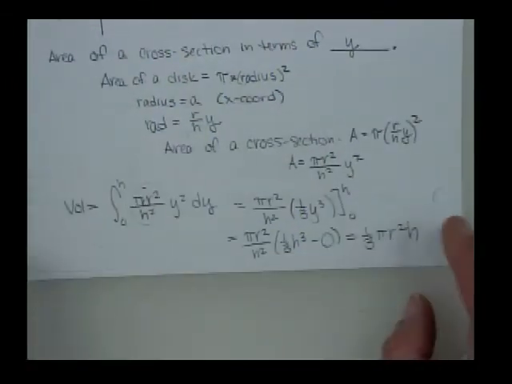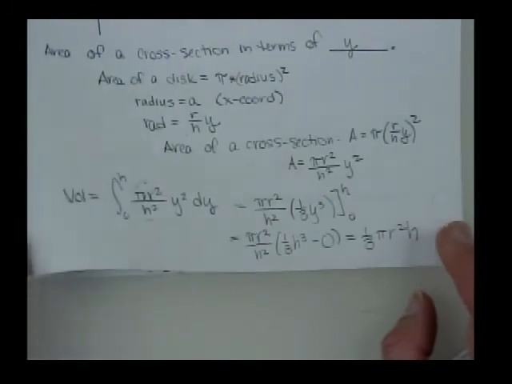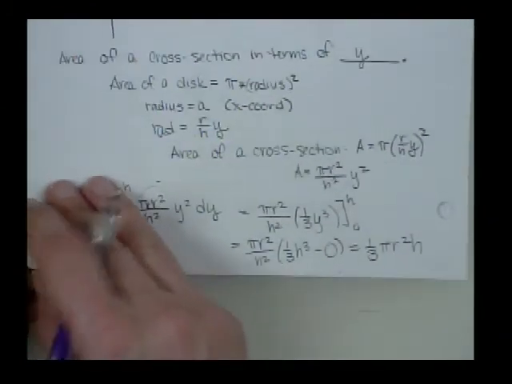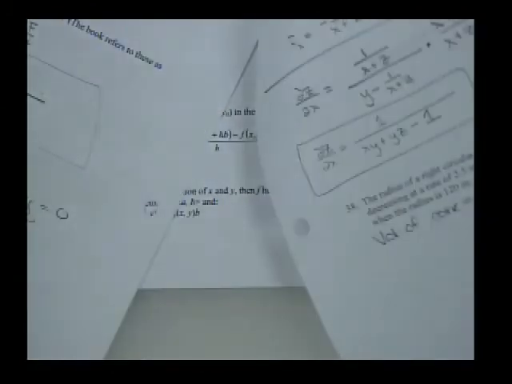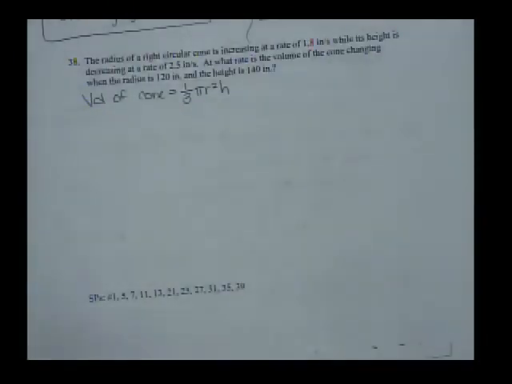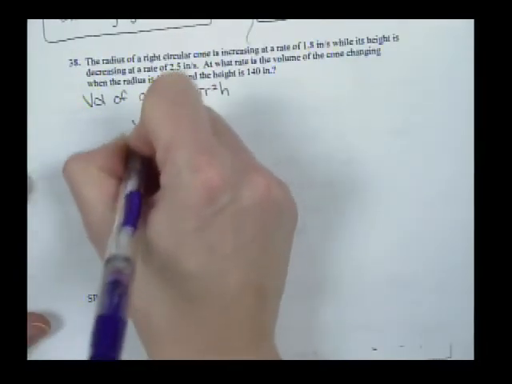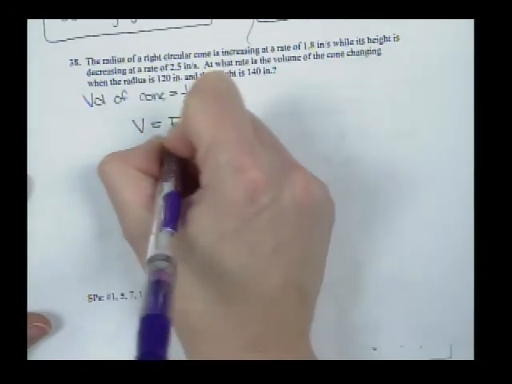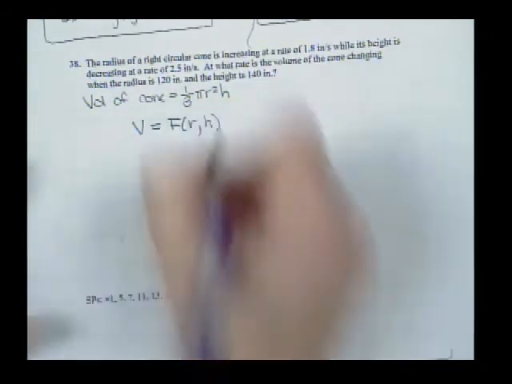And I think that's what I said. I think I said pi over 3 r squared h. I can't remember. 1/3 pi r squared h, yes. So we're thinking of volume as a function of r and h.